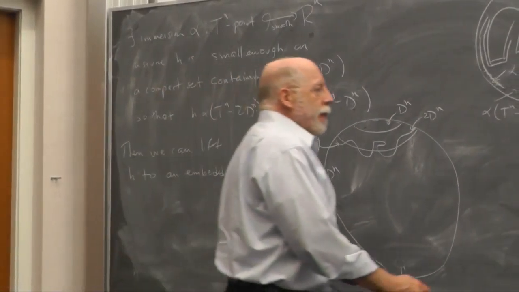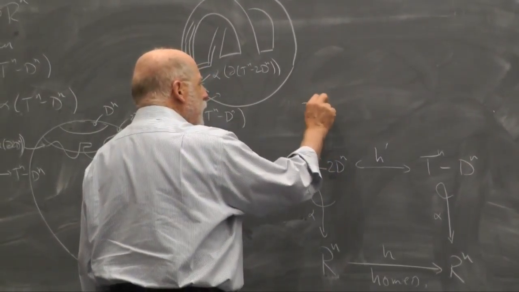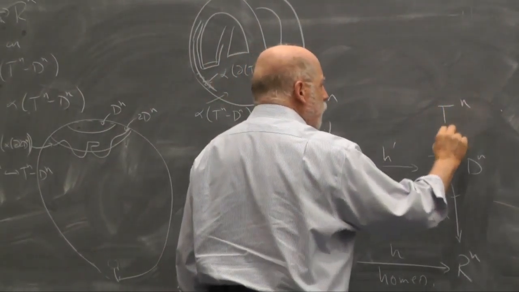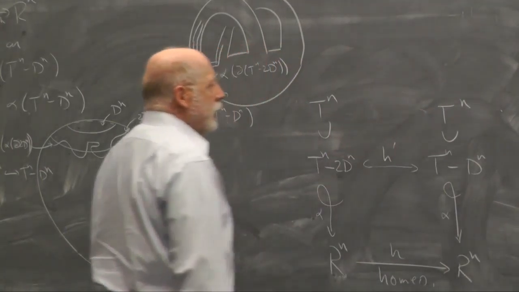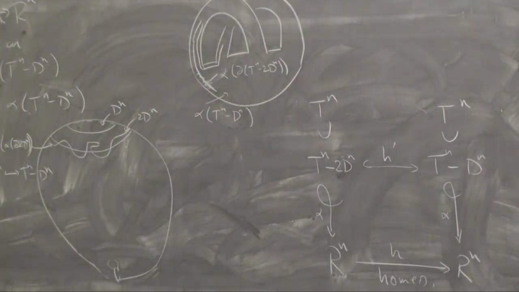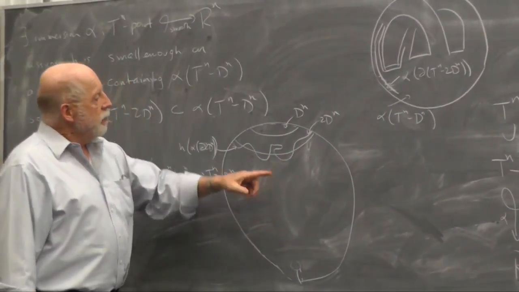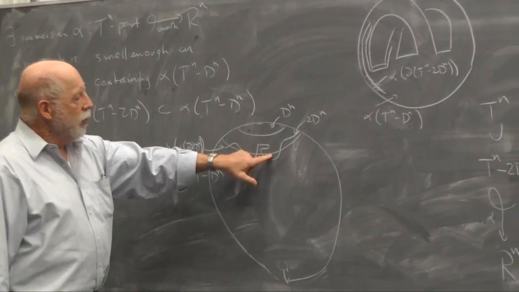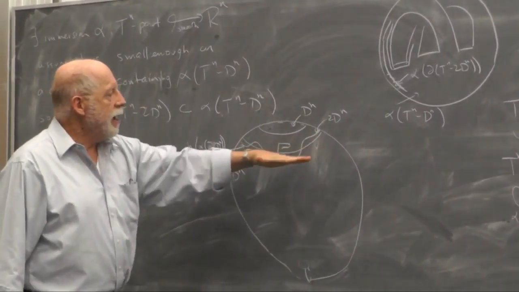So we got H prime, and now we can put the disks back in the torus, and now we'd like to get a map across there. Well, that's where the Schoenflies theorem comes in, because this isn't a sphere, but this is a codimension one sphere, an (M-1)-sphere, embedded in a coordinate chart, which is the top handle.